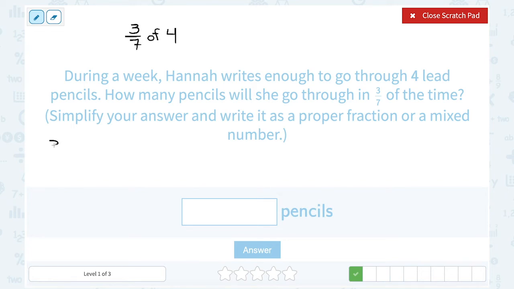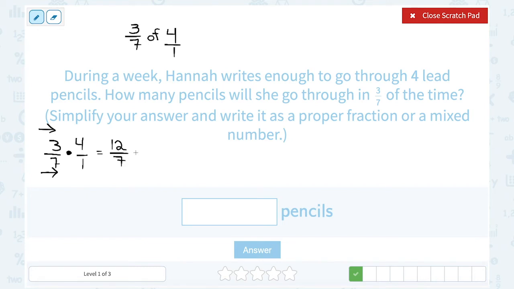So I'm going to set this up, 3 over 7. "Of" is a keyword that is telling us to multiply. So I'm going to multiply that by 4. And I want to write 4 as a fraction. Any whole number, you just put it over 1. So 4 would be 4 over 1. And then from here, I'm going to multiply straight across the numerator, or the top, and straight across the denominator, or the bottom. So on the top, 3 times 4 gives me 12. And on the bottom, 7 times 1 is 7.